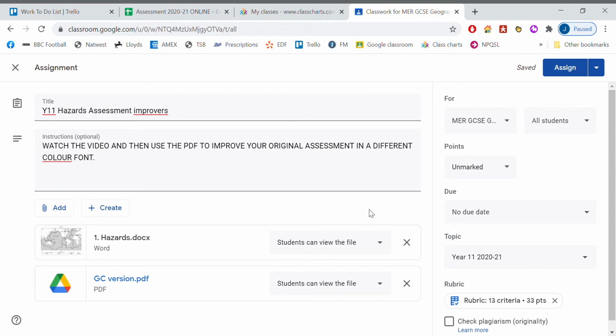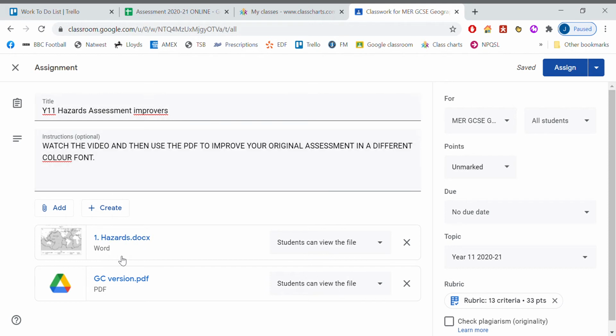I just want to run you through your hazards assessment improvers. The first thing to say, if you haven't done your assessment, obviously you need to do that first. If you have, you'll have got a number of voice notes. If it's Mr. Tomset, you may have got some comments. If you've got a different teacher, those will be your targets to work on.